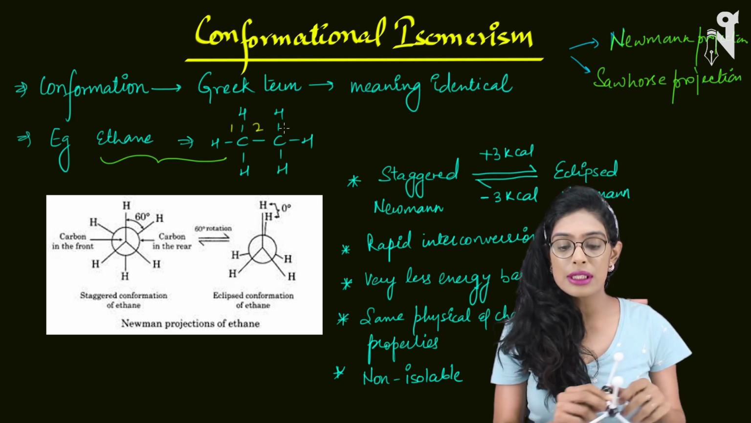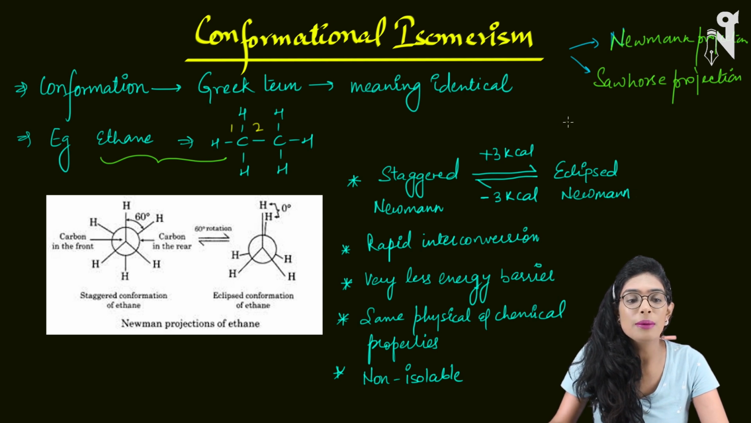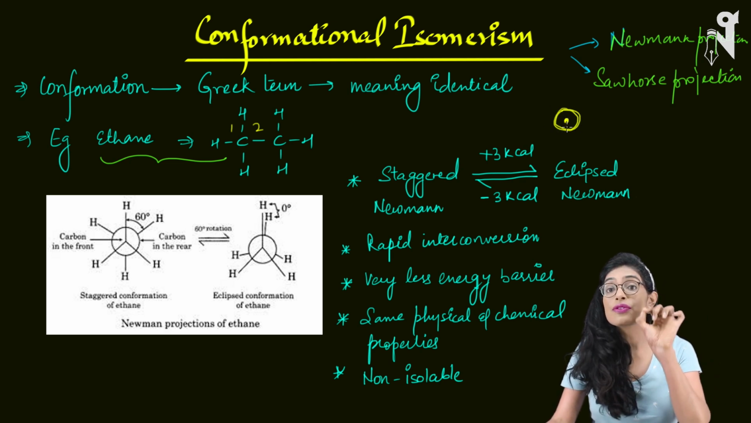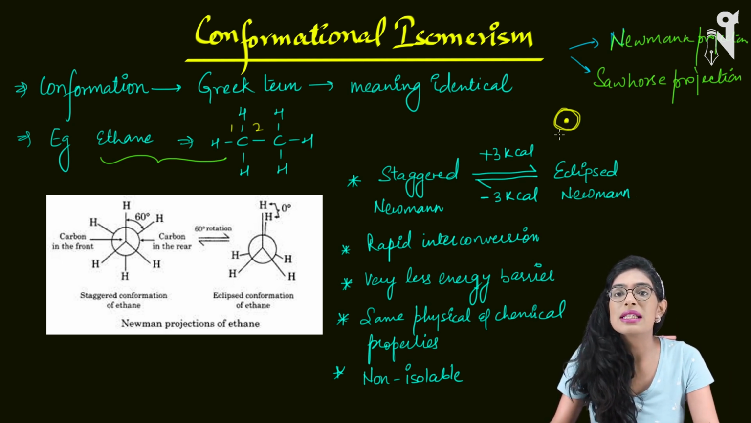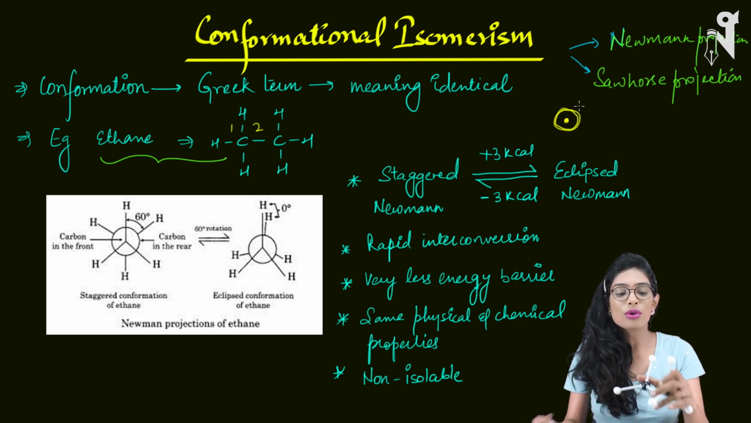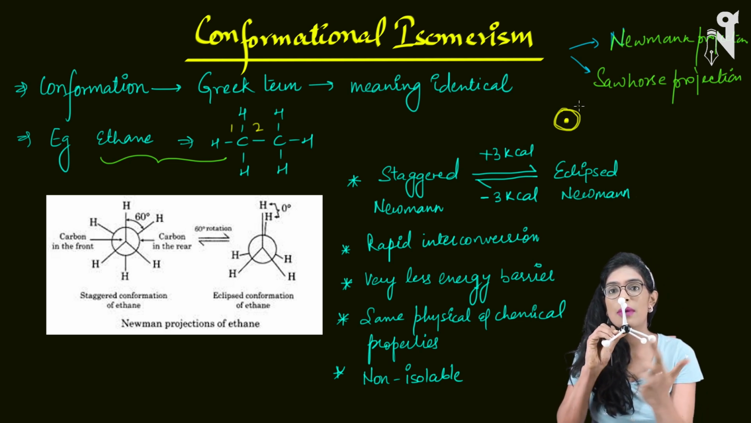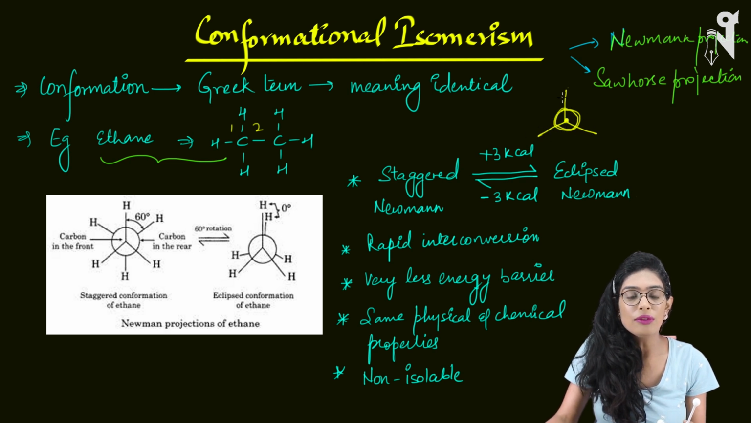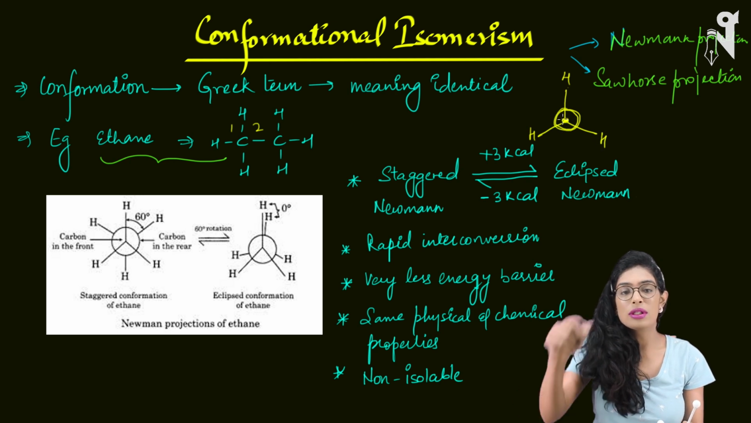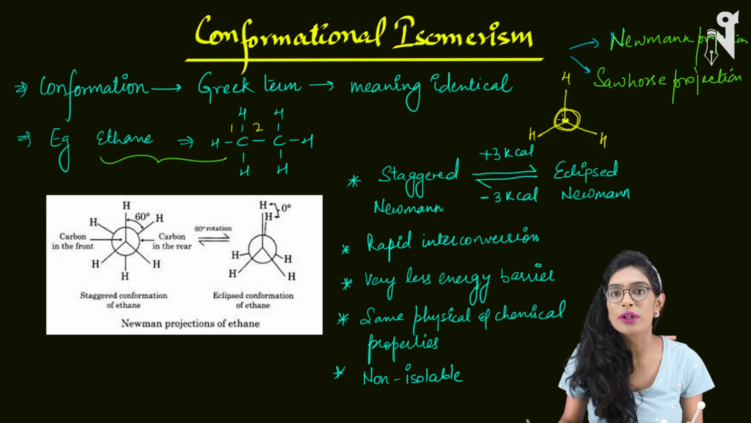Okay, so how will we represent it? We will represent the front carbon by a dot, and the back carbon with a circle. So that's how I'll represent it. Dot in the center represents the front carbon, circle on that dot represents the back carbon. And now if I want to draw, this is my hydrogen, this is my hydrogen, this is my hydrogen for the front carbon. So how will I write it? I will draw it like this. So on the front carbon, I have hydrogen, hydrogen and hydrogen. See, all these hydrogens are attached to the front carbon.